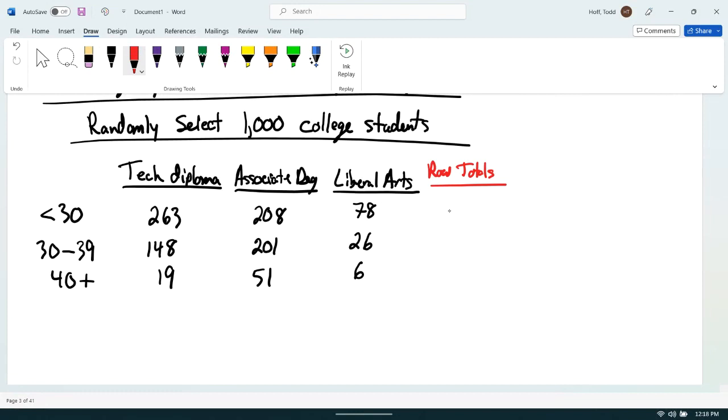So if I add up this top row here, what it looks like, I get 549. This next row looks like I get 375. And the bottom row, I get 76. There's my row totals.